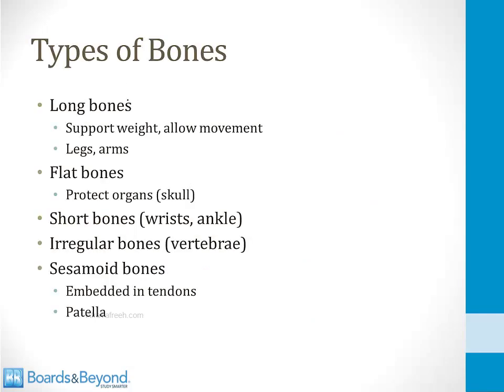Let's start by talking about different types of bones. The long bones are bones in your body that support weight and allow movement. These are the bones that are found in your legs and in your arms. Flat bones are bones that protect organs. For example, your skull contains a number of flat bones.